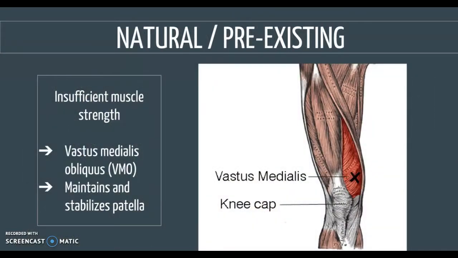There are also naturally occurring or pre-existing conditions that might predispose people to have a dislocated kneecap. One of them is weak quad muscles. The vastus medialis obliquus muscle, or VMO for short, is one of the 4 quad muscles on the inside of the thigh and is responsible for maintaining the position and stability of the patella towards the inside of the knee. If the VMO muscle is not strong enough, excessive pressure is placed on the patella, pushing it outwards and causing dislocation.